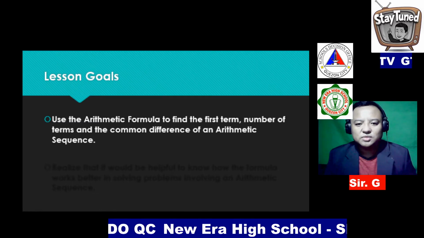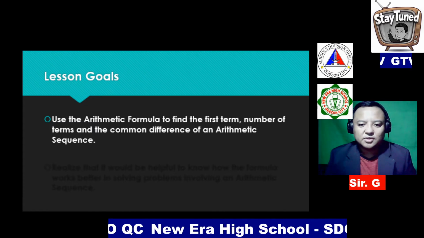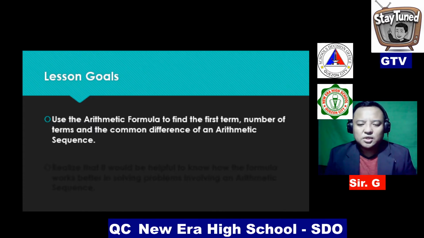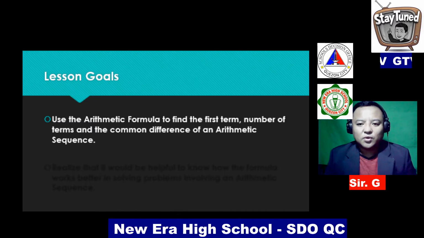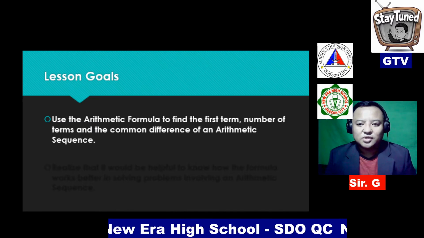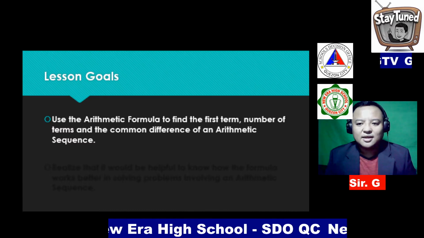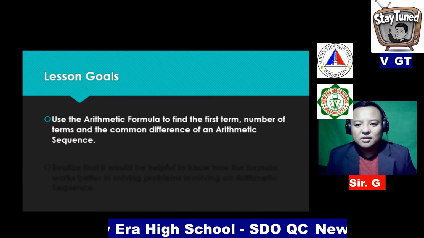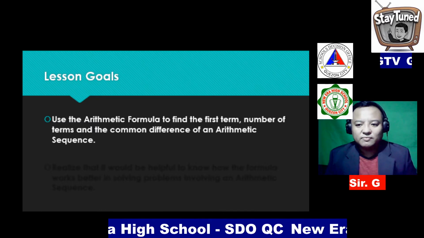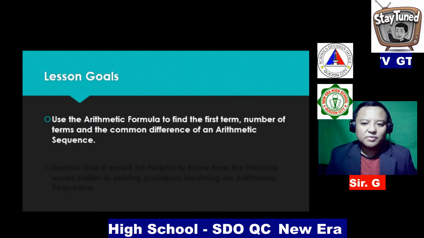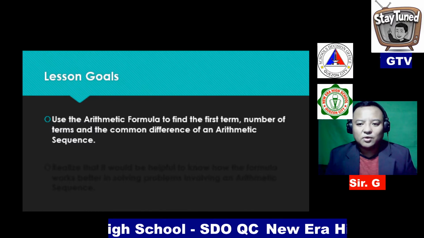So, if you could notice po, nung nakaraang lesson natin sa arithmetic sequence, nakapag-focus lang tayo doon sa pagkuha ng last term or a sub n or the nth term. So, this time, i-discuss na natin lahat ng element ng formula. What if missing is a sub 1 or the first term? What if n is missing or the number of terms? And d or the common difference.